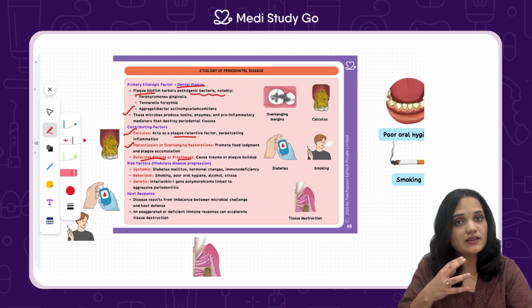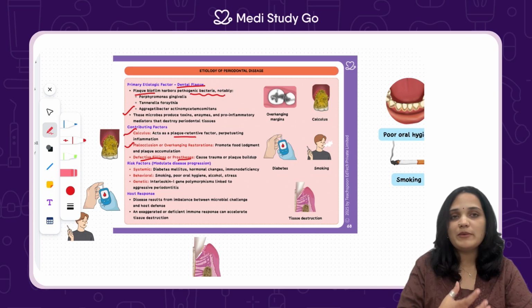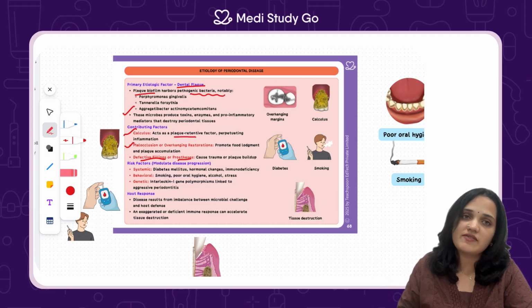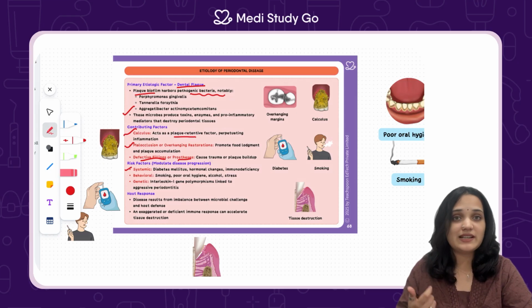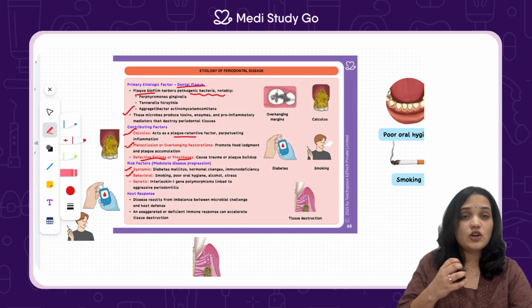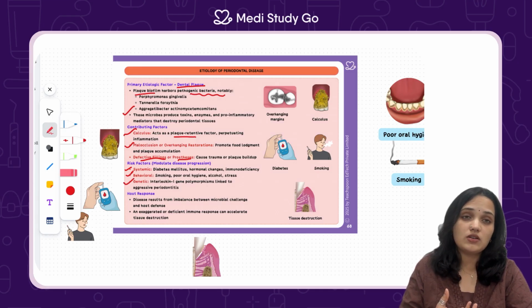Now comes another layer. Why does the same plaque cause more damage in some people and less damage in others? Because they have some other risk factors, like systemic risk factors: diabetes, hormonal changes, low immunity, and behavioral issues like smoking, poor oral hygiene, a lot of stress, and finally, genetic contributors as well. Some people are just more susceptible to the disease than others.